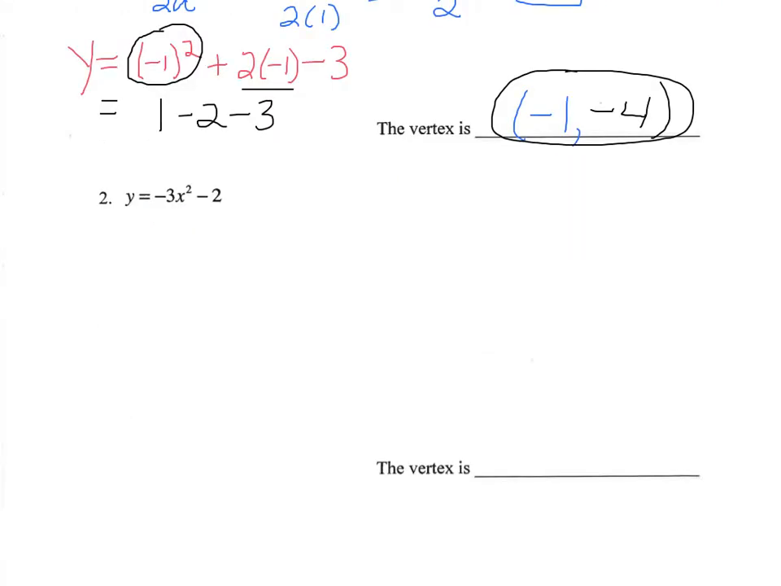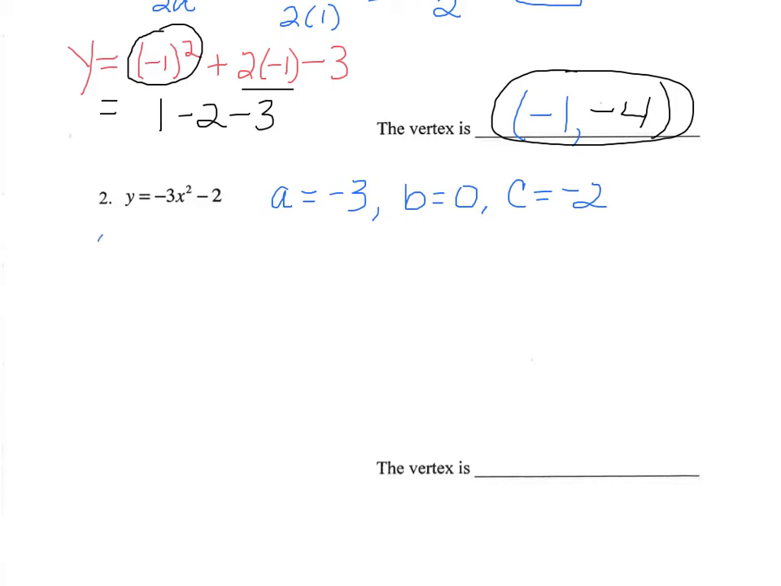Let's do exactly the same thing in this next example. So the first thing I'm going to do is figure out what my a, b, and c values are. a is the number associated with the x squared term, which is a negative 3. b is the number associated with the x term, and I don't have an x term, so b is 0 in this case. c is the number associated with the number at the very end, which is negative 2.